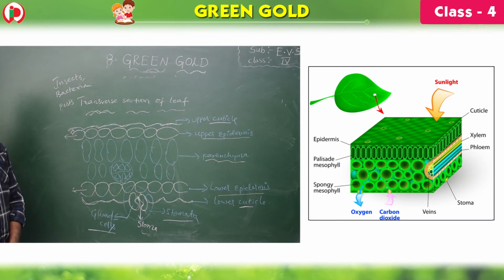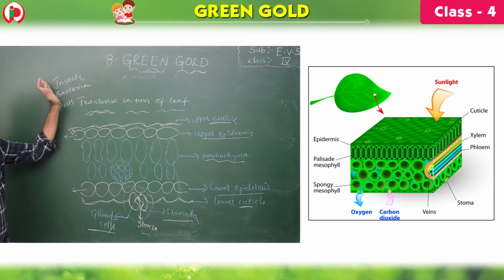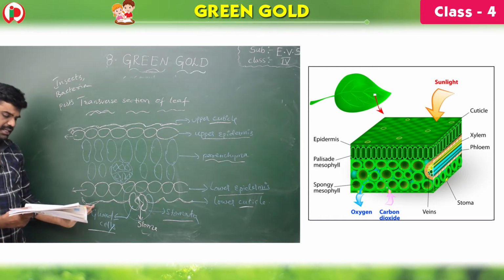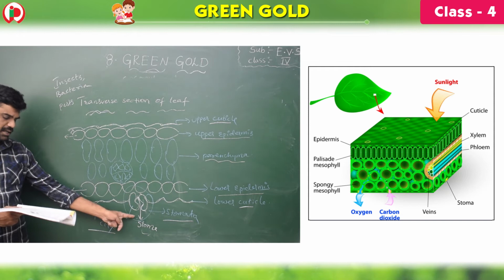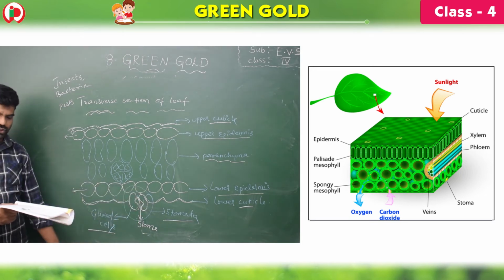Once again I repeat, children, the leaf cells are sandwiched between two layers called the epidermis, the upper epidermis and the lower epidermis. This epidermis secretes a waxy substance called the cuticle. These layers protect the leaf from insects, bacteria and other pests. Among the epidermal cells, pairs of sausage-shaped guard cells form a pore called a stoma, and the plural is stomata.